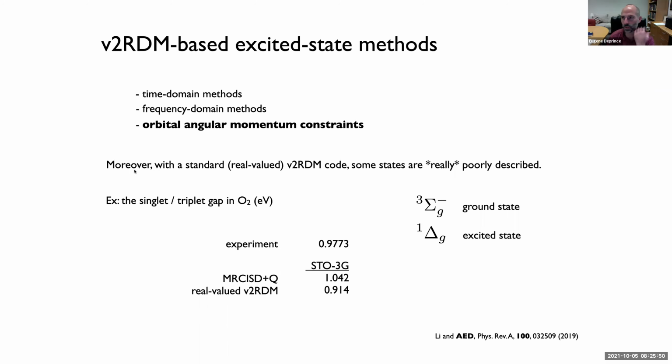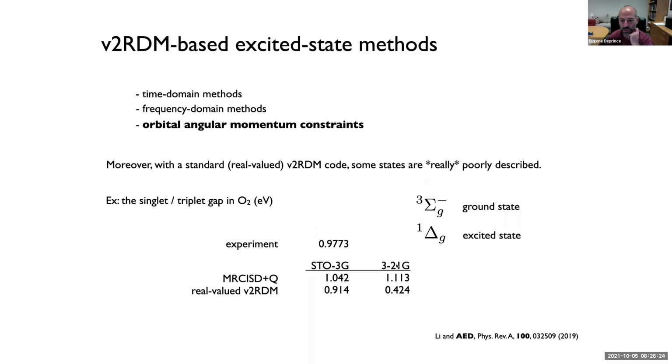Moreover, in addition to the fact that we could only describe zero valued angular momentum projection states with a real valued V2RDM code, real valued V2RDM describes some states very, very poorly. So if I'm looking at the singlet triplet gap in a pretty simple molecule, O2, I get some surprising results. If I just compare to experiment, here's the experimental energy in eV, a high level of theory versus real valued V2RDM in a puny basis set, and the results are reasonable.